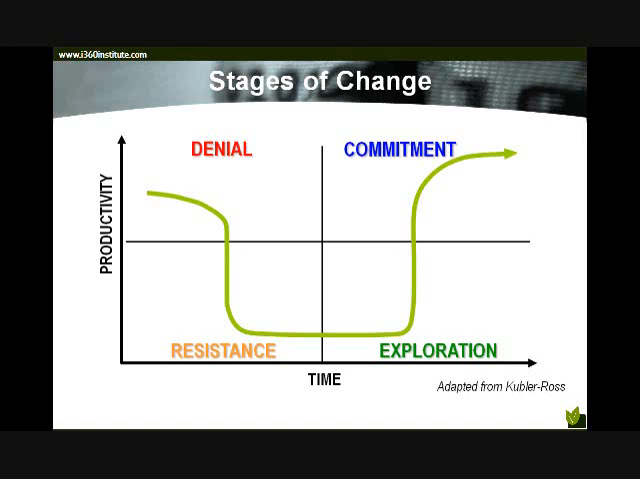Those types of resistance will always be there, and depending on what the organization does to help reduce that resistance, it will also speed up each individual's movement into the more positive stages of change, which are the stages of exploration and commitment.